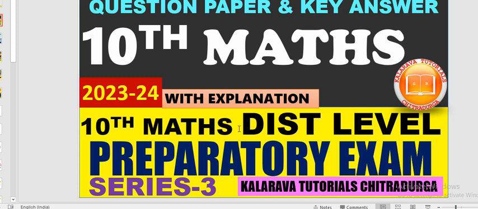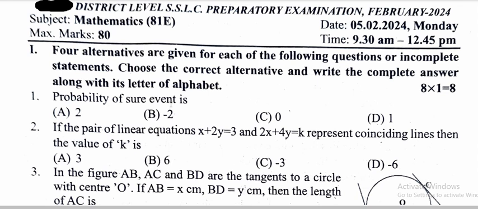So we have to observe the question paper and also the key answers. Before going to the key answers, I will show you how the question paper is. What is the pattern of the question paper you will face for the preparatory examination and also the annual examination? The pattern is the same as this question paper. Students, this is the district level SSLC preparatory examination of this year, so you have to practice this as a practice paper. There are 8 questions of objective type. Observe this question paper. After this, I will give you the key answers.